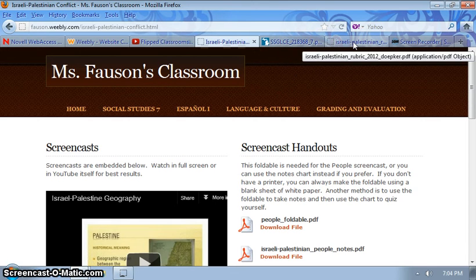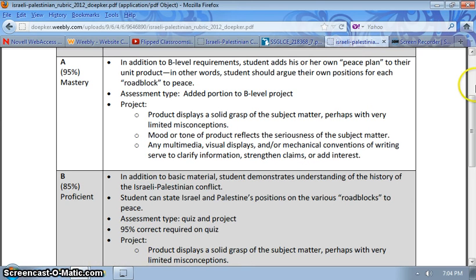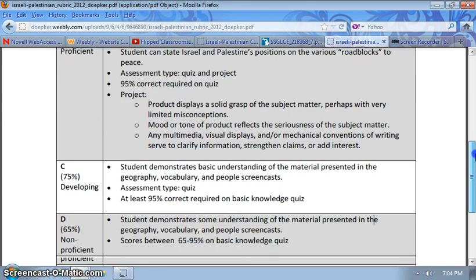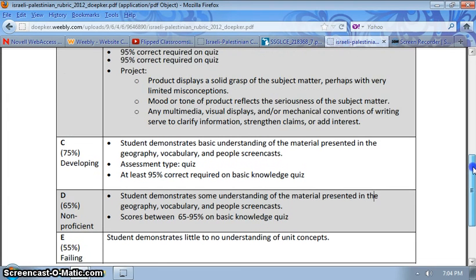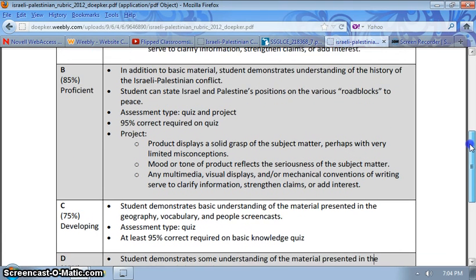The way that students are going to be graded in this particular unit is that the basic knowledge, the basic understanding of the material that's presented in our screencast is going to be quizzed. And in order to earn a C, they need to get at least 95% correct on this quiz. The point of the screencast is just to give them basic understanding. That is not the goal of the unit in and of itself. The goal is that students are able to do something beyond just basic understanding.